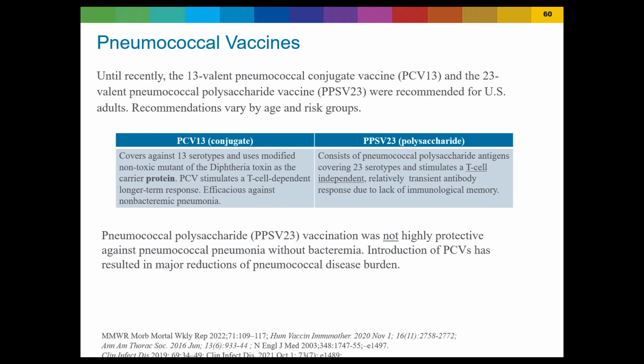On the other hand, the polysaccharide vaccine, which targets 23 serotypes, stimulates the T-cell independent and relatively transient antibody response due to lack of immunologic memory. Hence the reason to administer both in combination in the past, because they have different benefits of administering both in combination.